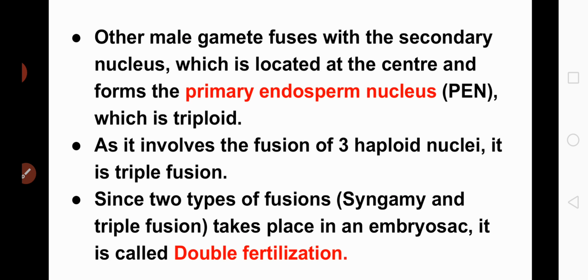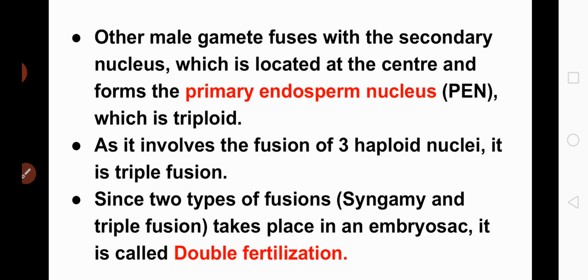Okay. Now the other male gamete fuses with the secondary nucleus. Now how is this secondary nucleus formed? So the secondary nucleus is formed by the fusion of two polar nuclei. Clear? So the other male gamete fuses with the secondary nucleus, which is located at the center, and forms the primary endosperm nucleus. Clear? And this primary endosperm nucleus is triploid in nature.